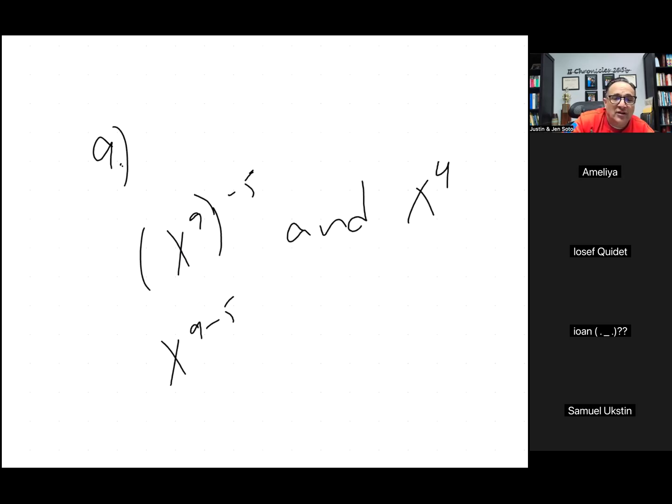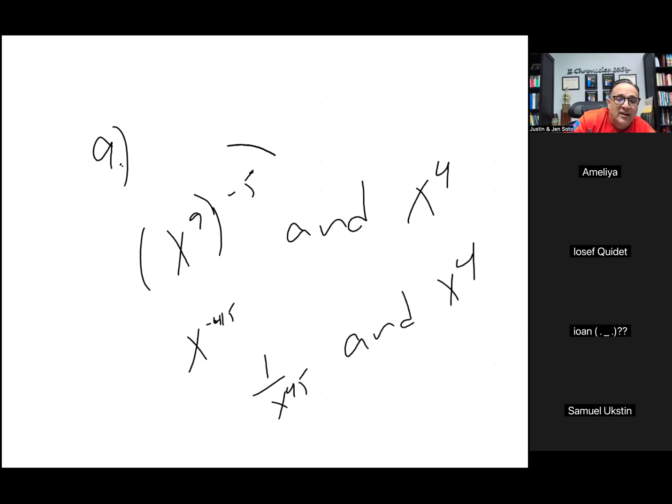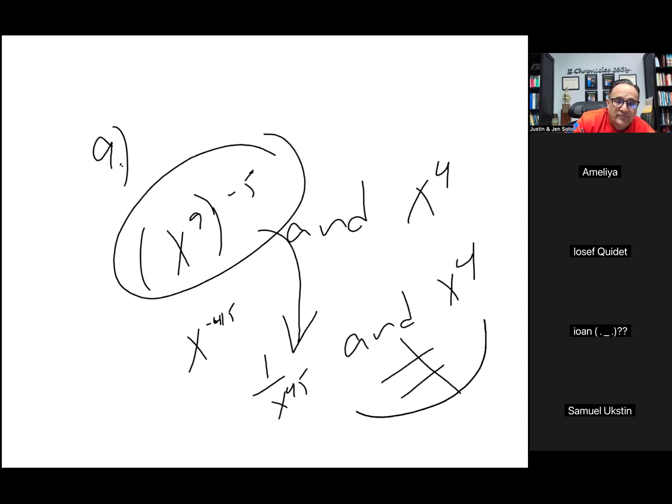Okay, so the answer, to simplify this, you'd actually do this. It would be x to the -45th, which is 1 over x to the 45th, and x to the 4th. This would simplify to this, so this is not equal to this. Does that make sense? Count of 3. Thumbs up, thumbs middle, thumbs down on number 9. 1, 2, 3, go.